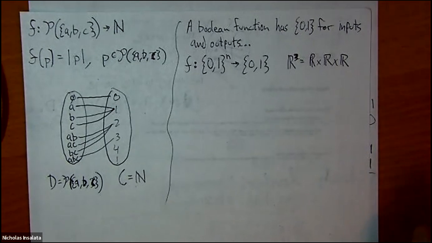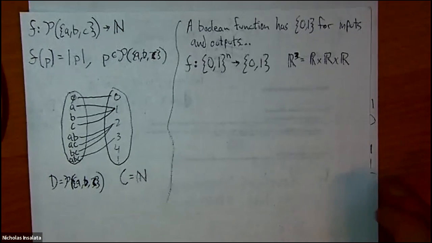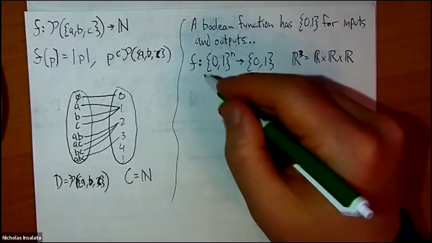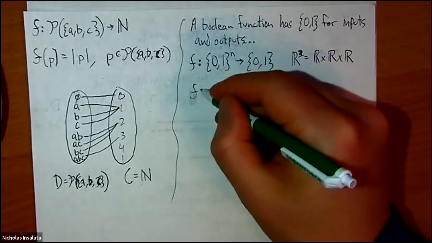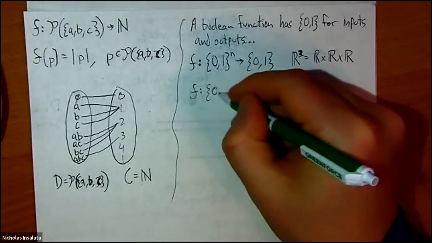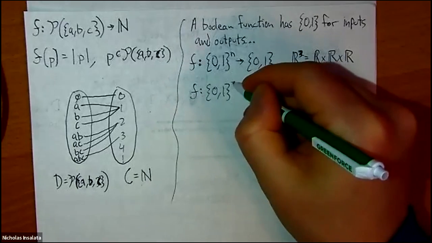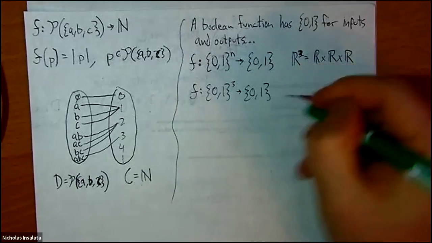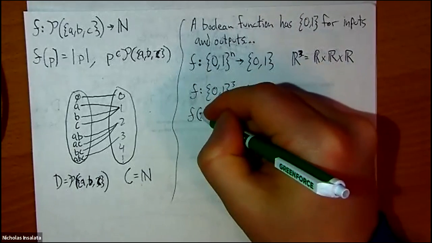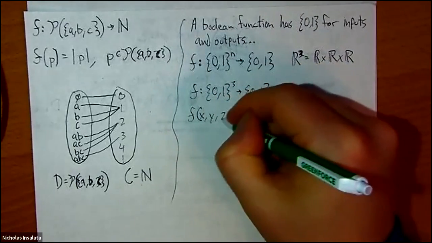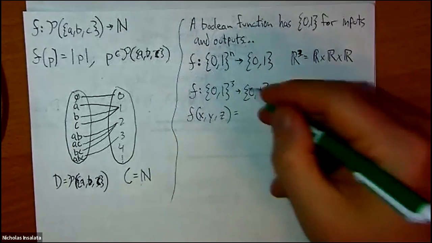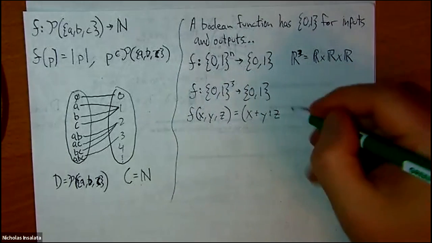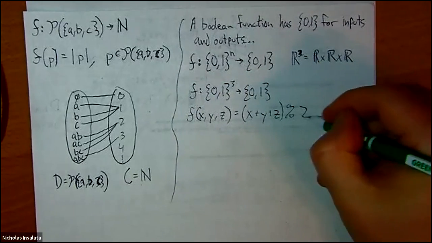Good, 0, 0, 0 up to 1, 1, 1, right? So our inputs would be, well, let's draw it out, right? So let's say that we have f goes from {0, 1} cubed to {0, 1}, where f of x, y, z equals x plus y plus z mod 2.